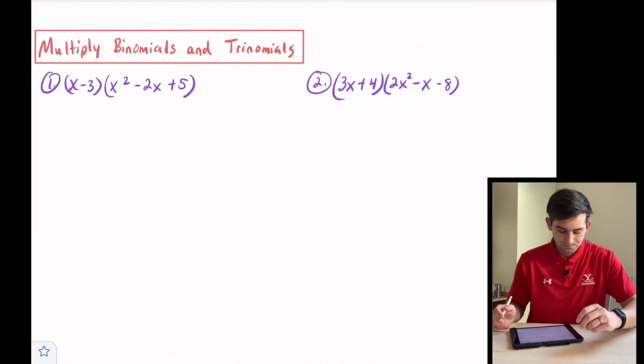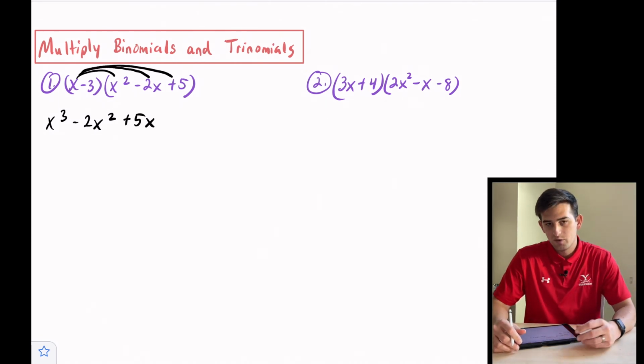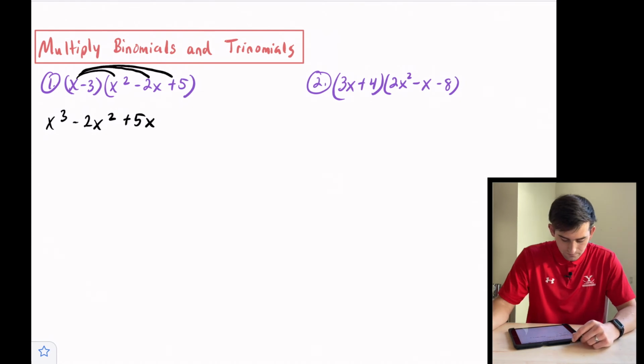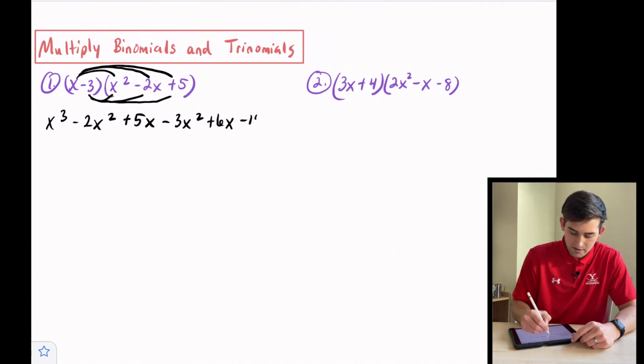All right, so we're going to say x times x squared, and that would be x cubed, or x to the third. x times negative 2x, so negative 2x squared. x times 5, so plus 5x. So now we've multiplied x by all three of those terms. Now we're going to do the same thing with negative 3. So negative 3 times x squared, so minus 3x squared. Negative 3 times negative 2x, plus 6x, and negative 3 times 5, minus 15.